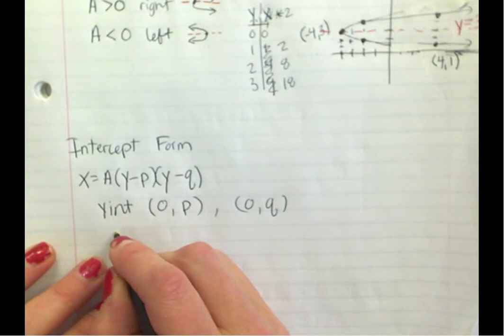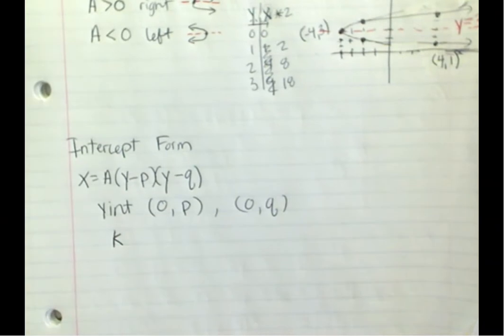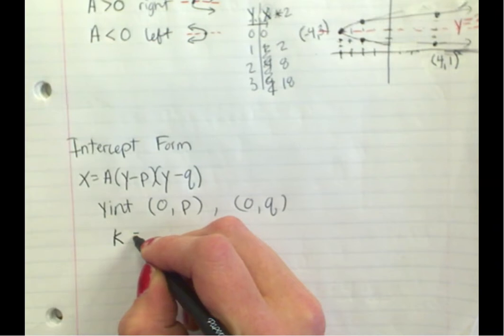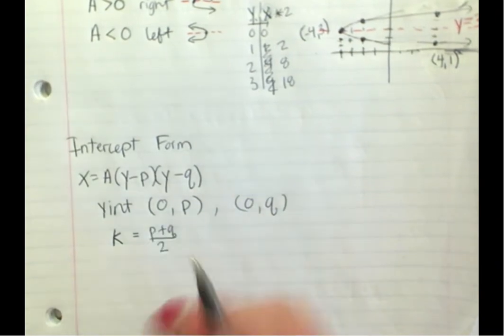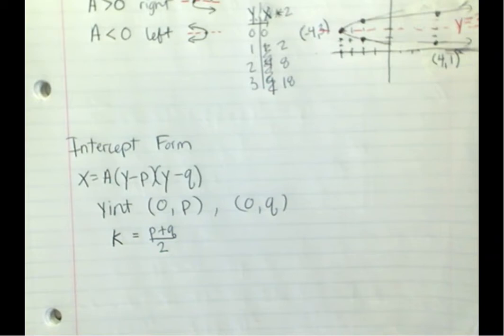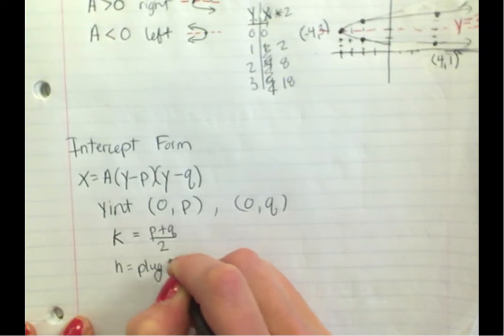Okay. The k value is the center of a sideways parabola, which is the midpoint of the intercepts. Same formula. It's just finding the k value first. How do I find h? Plug it in.